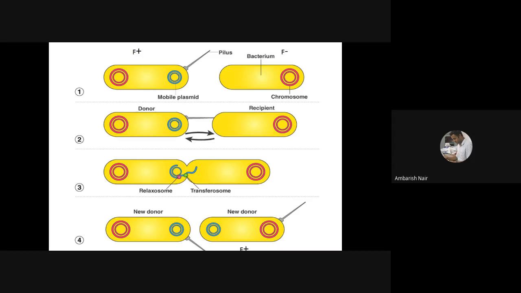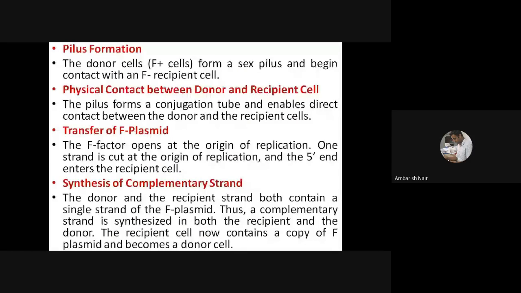For your better understanding, I put this again in sentences. See, the first step is pilus formation. The donor cell forms a sex pilus and begins contact with the F minus recipient cell. You have to write it like this when you write the mechanism. Physical contact between donor and recipient cells is important. The pilus forms a conjugation tube, which is scientifically called a conjugation tube, and enables direct contact between the donor and the recipient cell. That is the second step.